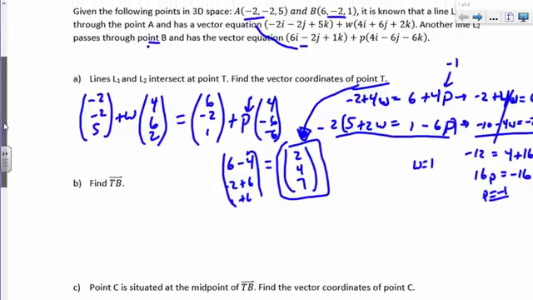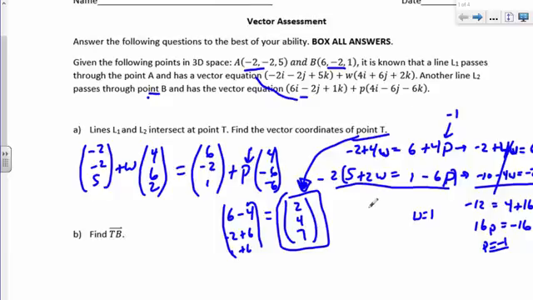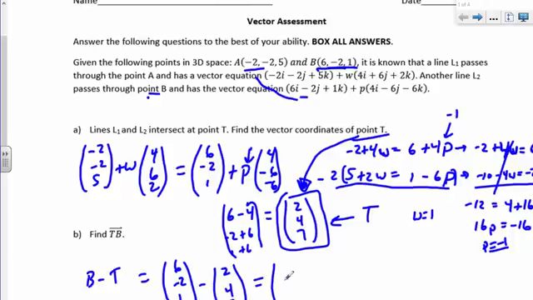Find TB. Now that I have point T, they want to find the vector TB. So basically what I'm going to do is take point B, the vector equation for B, and subtract T from it. They give me B right here, which is nice: 6, -2, and 1, and then I'll subtract T, which is the thing I just found, 2, 4, 7. Simple enough. So 6 minus 2 is 4. And -2 minus 4 is -6. And 1 minus 7 is also -6. So here's your answer for TB. This is the vector TB right here.